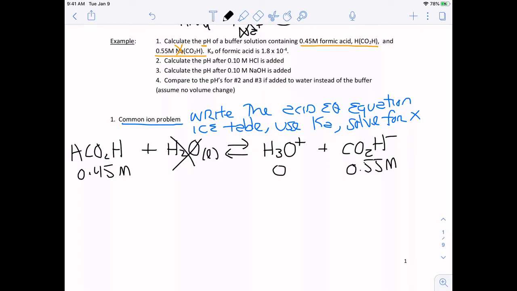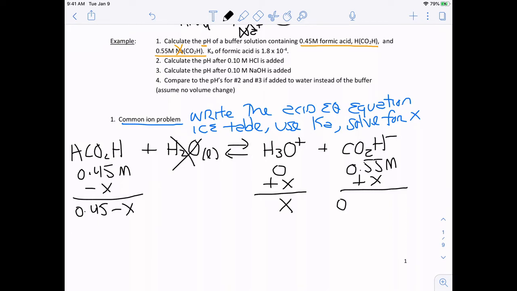My change, we're going to lose some amount from this side. We're going to call it x. We're going to gain on the product side, so plus x. And then at equilibrium, what I started with minus what I lost, and what I started with plus what I gained. My Ka is less than 10 to the negative third. It's 1.8 times 10 to the negative fourth. So I can ignore that minus x and plus x relative to my initial concentrations.